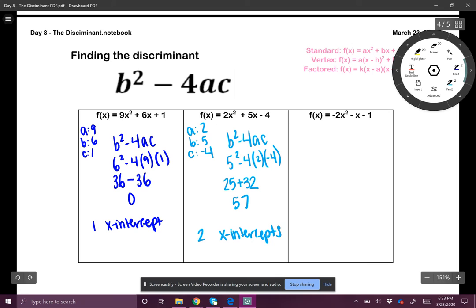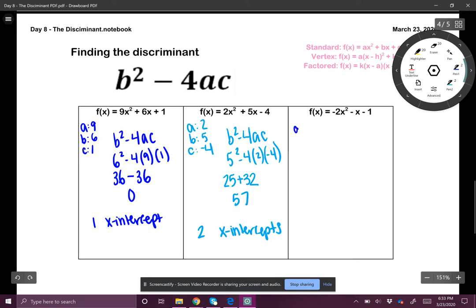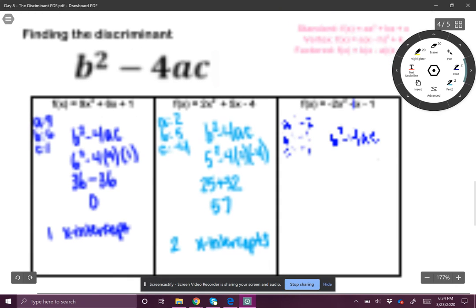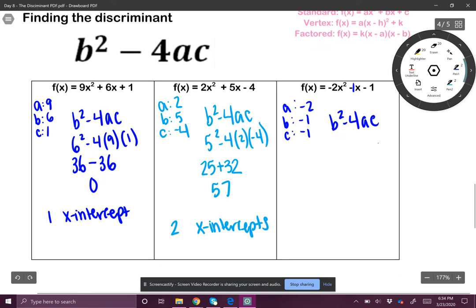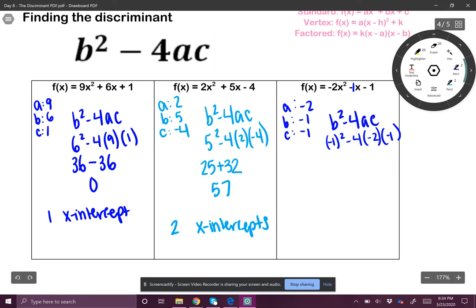All right, then let's go to our last one here. Again, let's identify our a, b, and c values. Our a is -2. Our b is a little tricky. Remember, we've got that -1 out front. And our c is also -1. So from here, in b squared minus 4ac, we're going to substitute those values into the equation. We've got -1 squared minus 4 times a, which is -2, times c, which is -1.